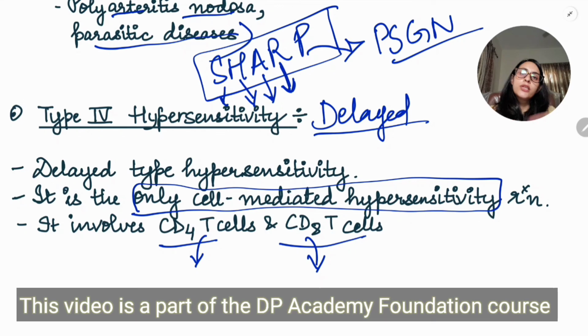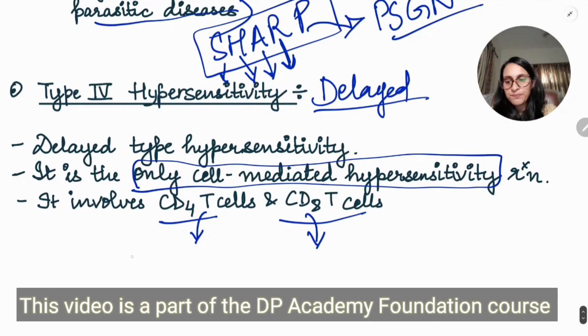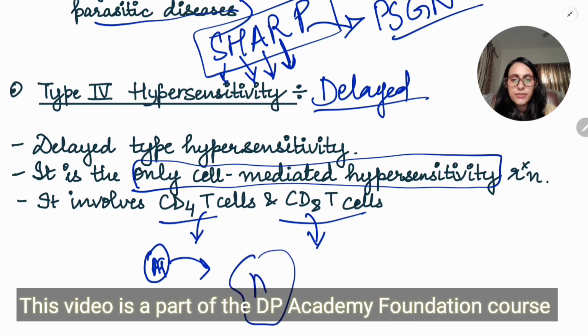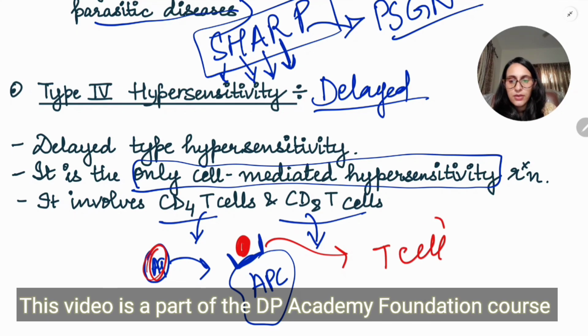And if you can recall CD4 to CD8 ratio from the last lecture, it is 2:1. Let's stick to this topic, which is type 4 hypersensitivity. So the antigen presenting cell is going to first pick up the antigen, and this antigen is then presented to the T cell via the MHC.